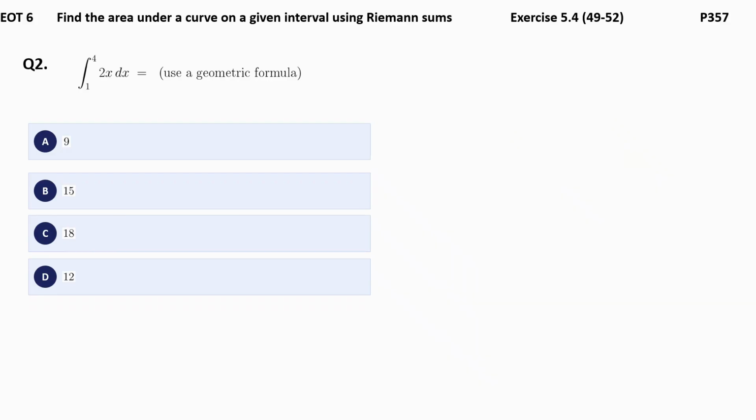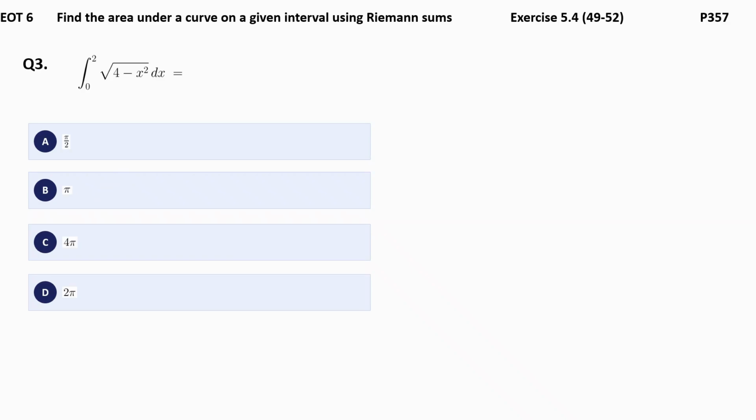Same way, let's enter this particular definite integral in the calculator, and you will receive your answer as option B, 15. Please pause the video and try out the rest of the 2 questions, and do check the answer after playing the video. Question number 3, the answer will be pi.